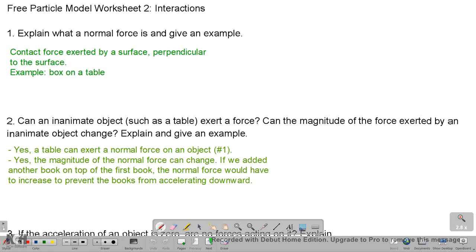The example that I have here is a box on a table. So I'm going to draw the table, and here is the box. And the normal force would be going up through the box, perpendicular to the surface of the table here. So there would be a right angle right there. Now, if the object was on an incline and we put the box right here, our normal force would be going up this way, perpendicular to the surface and through the box.